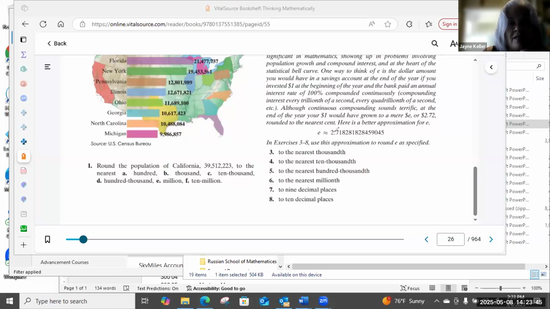What decimal place is this? The 7 is the tenths, right? These are hundredths, and then the 8 is thousandths, and we want 10,000ths. That's right here. Oh, wait, seven's the thousandths? No, the 7 is the tenths.